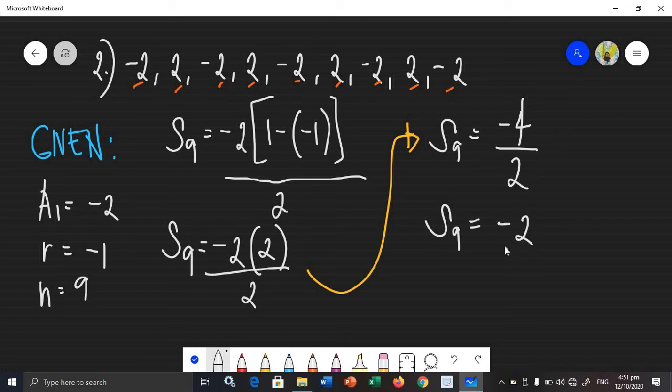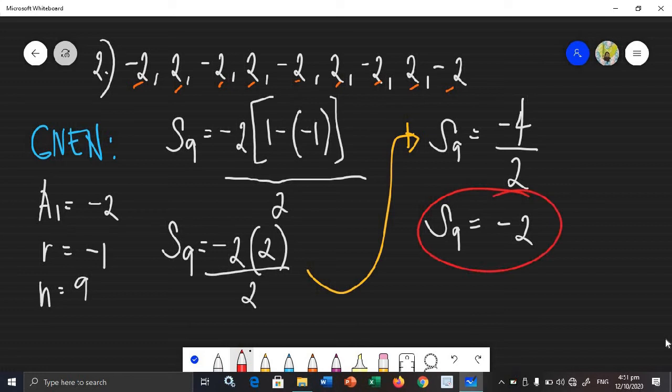Pero tama yung sagot ko sa module nyo. Anong nangyari sa akin dito? Okay? So, yan, negative 2. Therefore, the sum of the first 9 terms of the given sequence is negative 2.